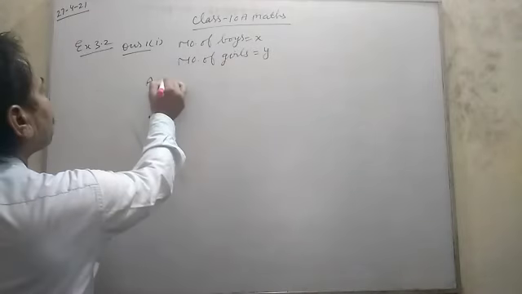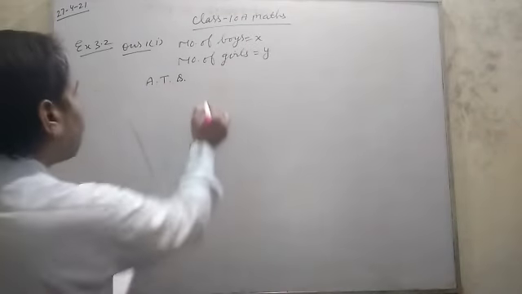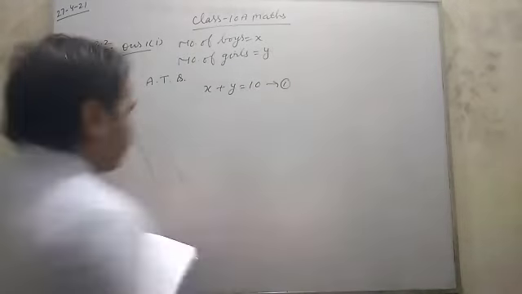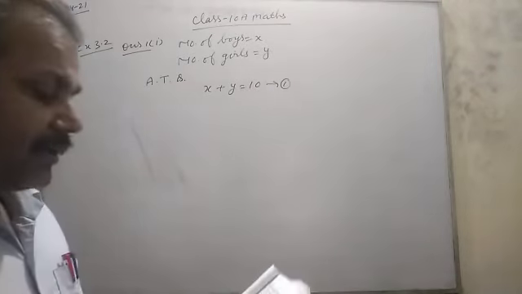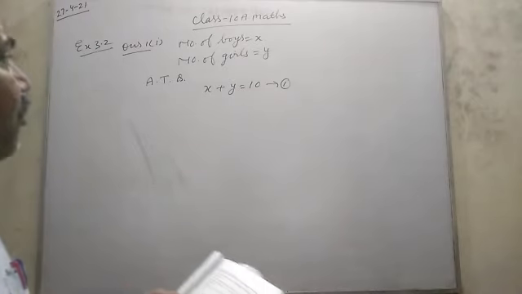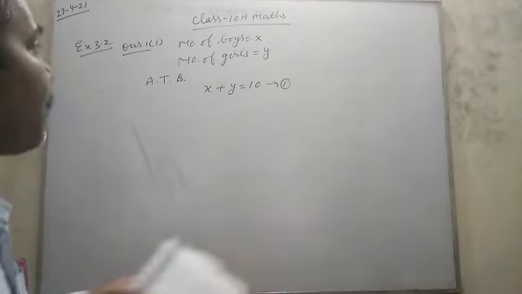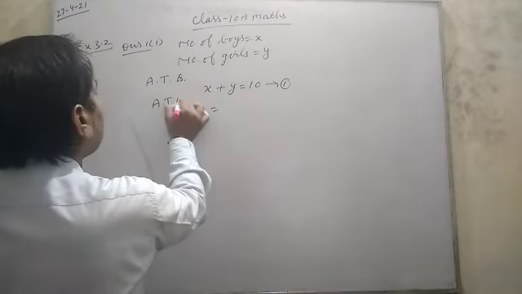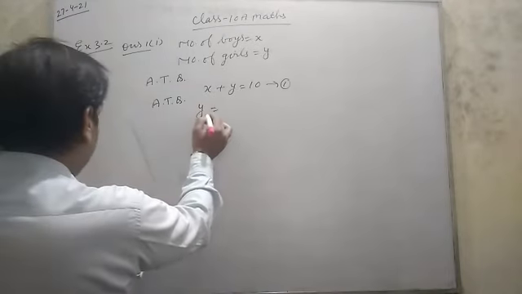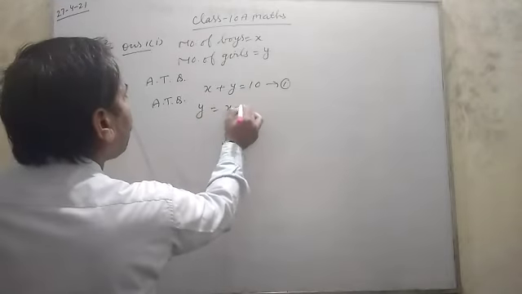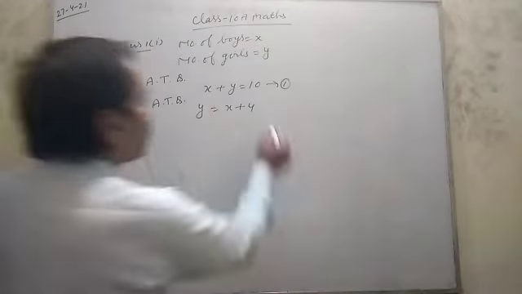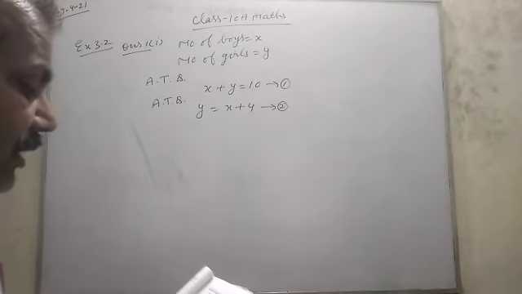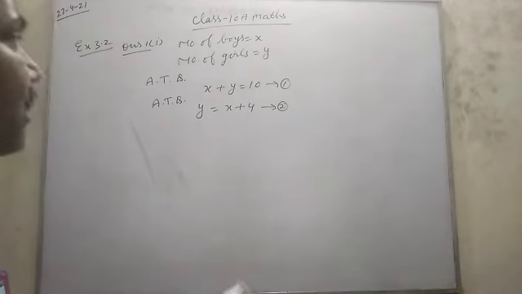So according to the question, total students 10 means number of boys plus number of girls is equal to 10, equation 1. And second, the number of girls is 4 more than the number of boys, means y is equal to x plus 4. This is equation 2. Clear? So find the number of boys and girls who took part in the quiz.